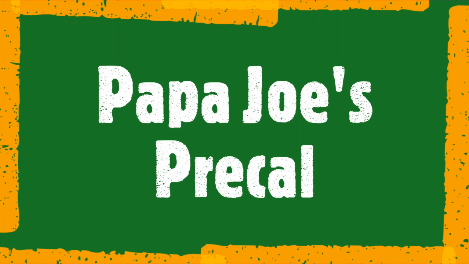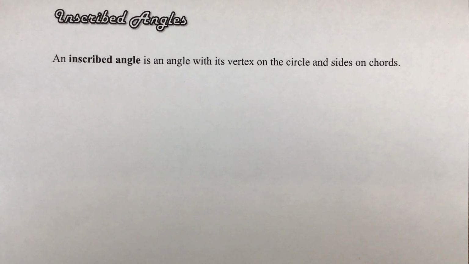Inscribed angles. An inscribed angle is an angle with its vertex on the circle and sides on chords. An inscribed angle should not be mistaken for a central angle. A central angle has its vertex at the center of the circle. The inscribed angle is going to have an angle on the edge of it, which we'll see a picture of in just a moment here.